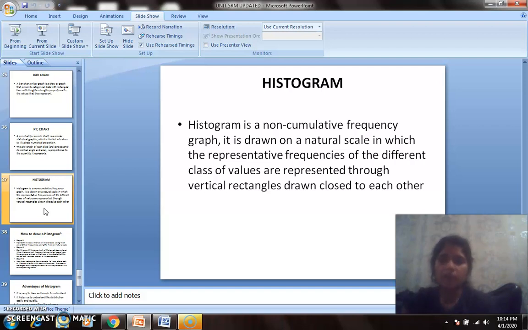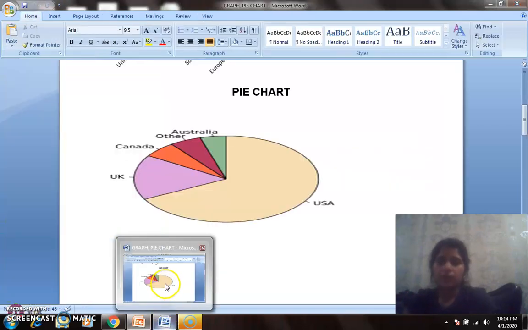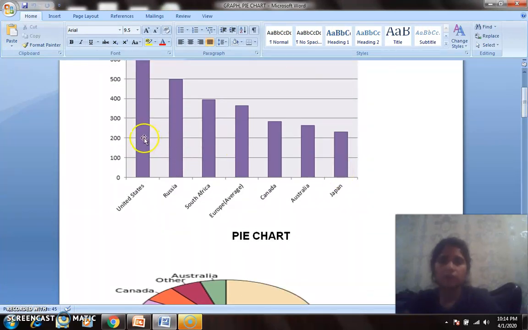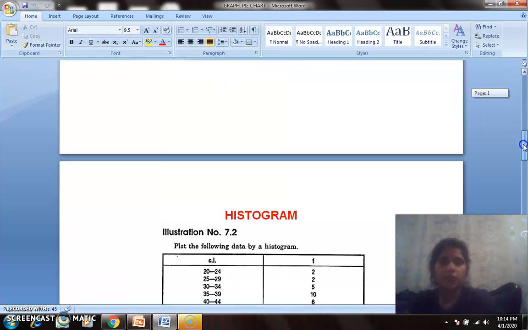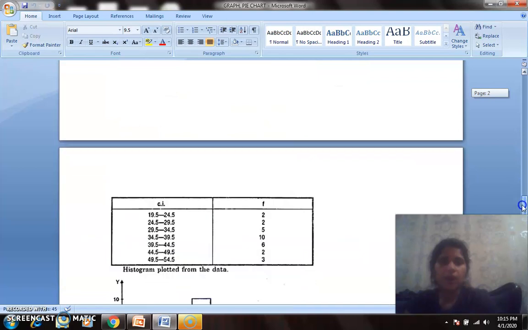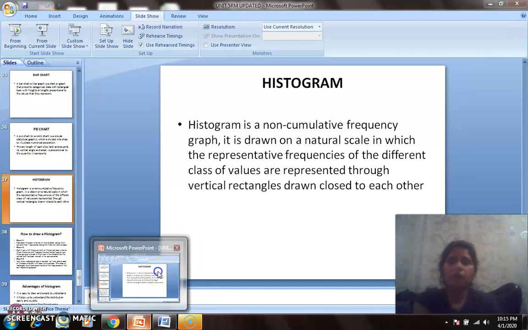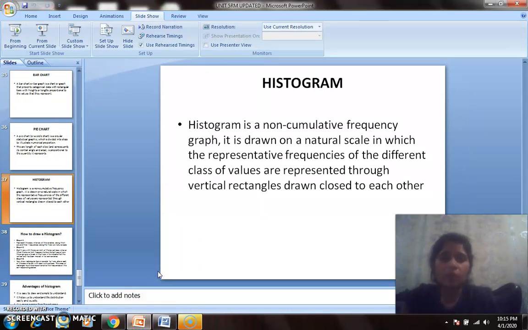So in the case of bar chart, we are having gaps between the rectangles. Just see what kind of gap I am talking about. This gap, between the two rectangles, this is the gap available. But when I talk about histograms, there will not be any gap. How? Just look at this. This is the example of histogram. So in the case of histogram, we are not having any gap. Without putting any gap, we are just drawing it. And then we will now see how we are going to draw it. So histogram, it is a non-cumulative frequency.